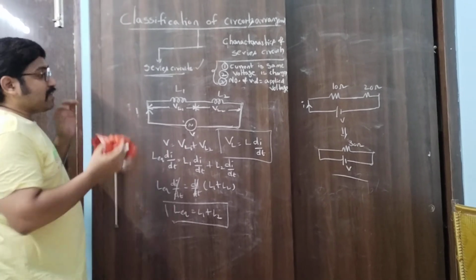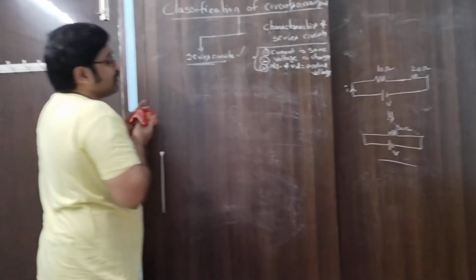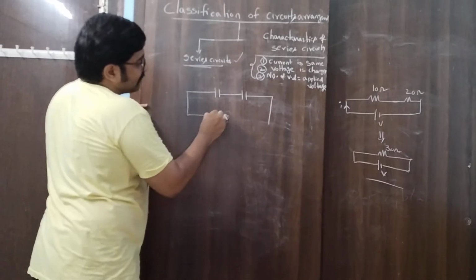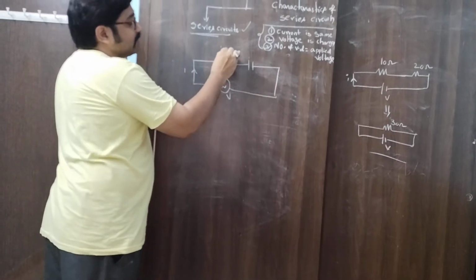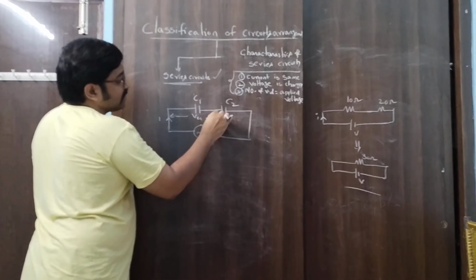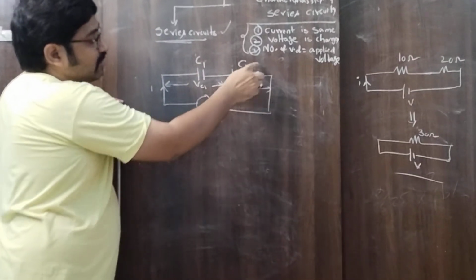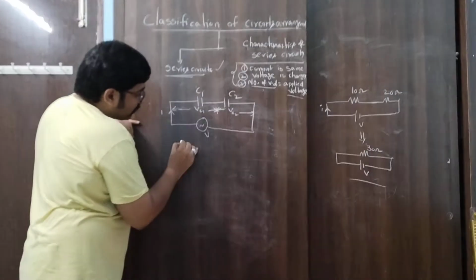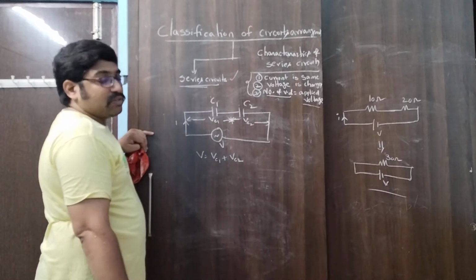Next important thing is capacitance. When the capacitances are connected in series, ultimately what is going to happen? No doubt, current will flow. This is C1, this is C2. So the voltage across the capacitance C1 is VC1 and the voltage across the capacitance C2 is VC2. The sum of the voltage drops is equal to the applied voltage. So V is equal to VC1 plus VC2.